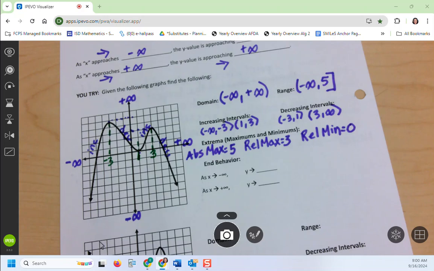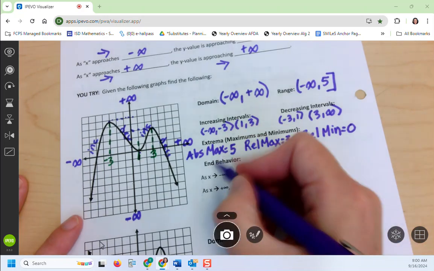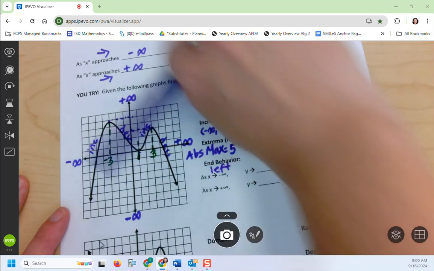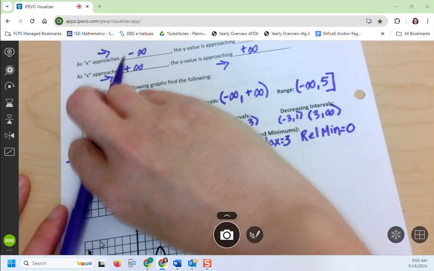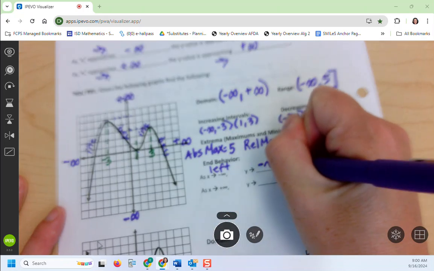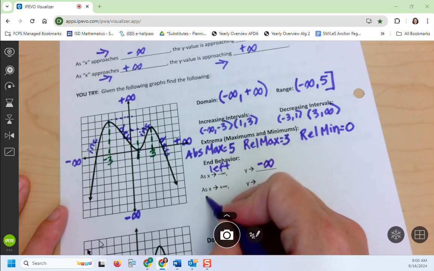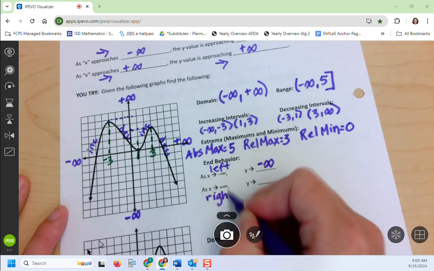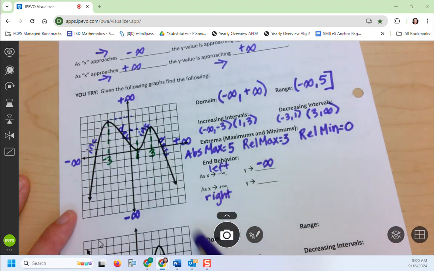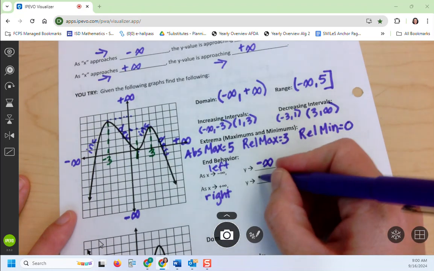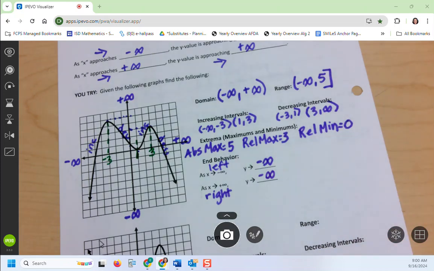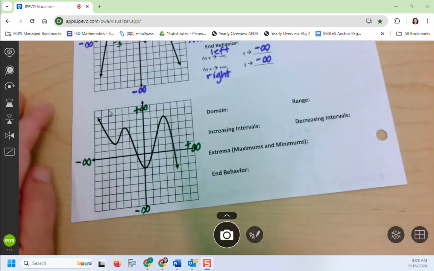Okay, end behavior. As x goes to negative infinity, that's the left side. As x goes to negative infinity, what is the y going to? Positive or negative? Negative infinity. As x goes to positive infinity, that's the right side. And then y is going to negative infinity. Well done. Because it's going down.